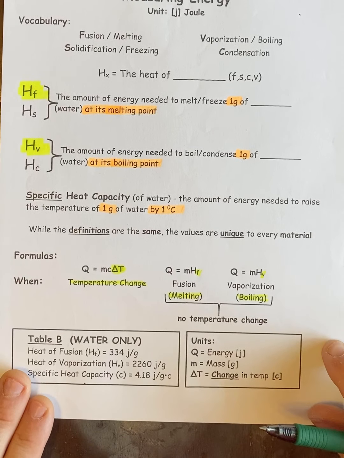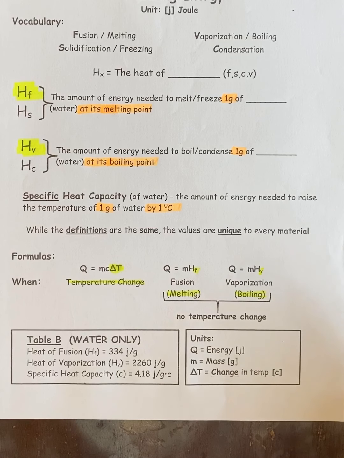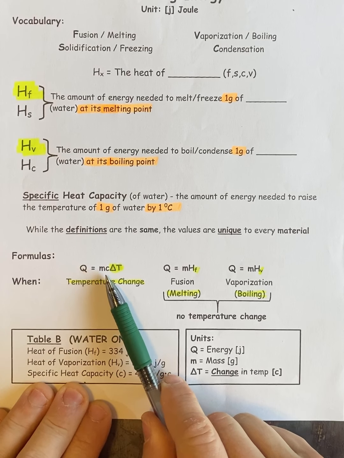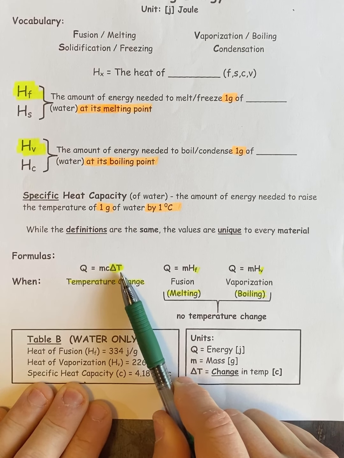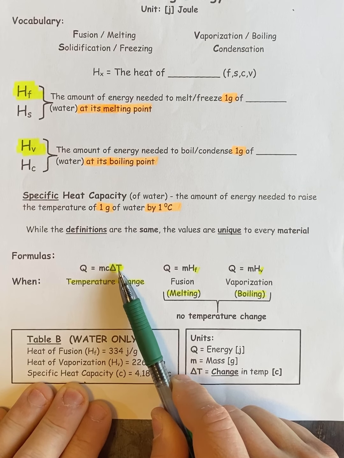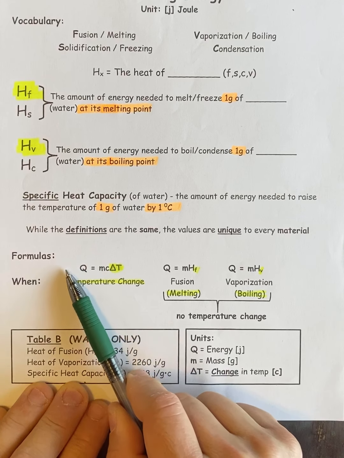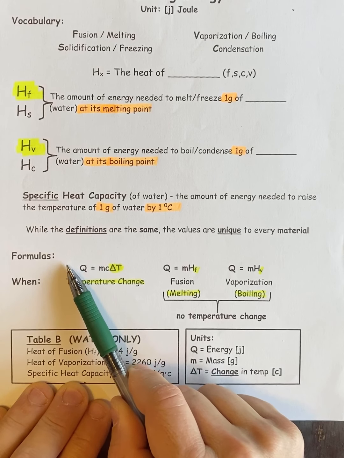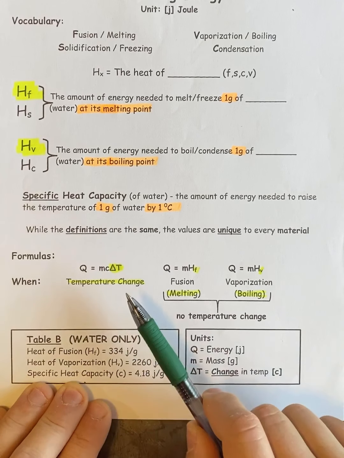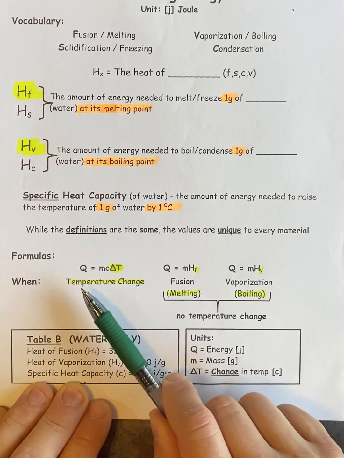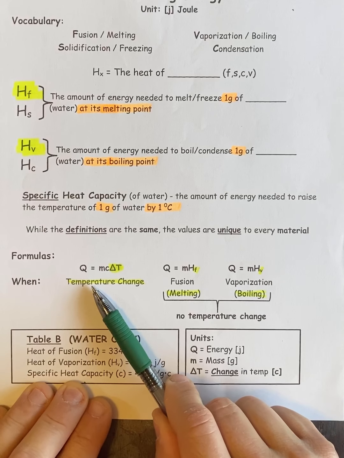We'll explain it a little bit more. So we have our three formulas here, and this is when you use them. We have Q equals MC delta T. That delta T stands for change in temperature. Delta means change, T for temperature. So we use this formula when a liquid or water is having its temperature change. Well, it doesn't actually have to be liquid. It could be a solid or a gas as well. When anything is changing temperature, we use this formula.